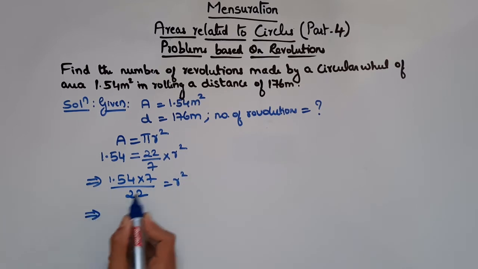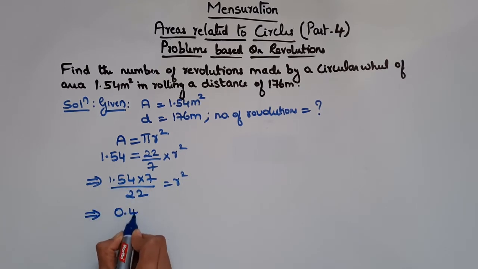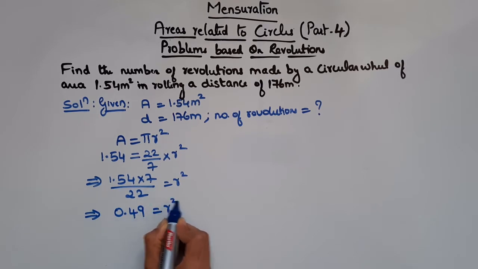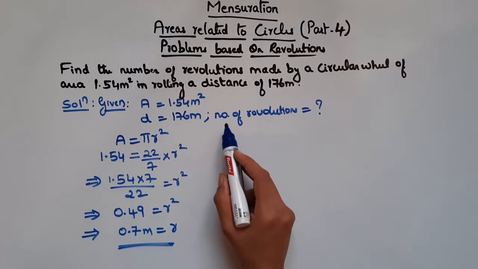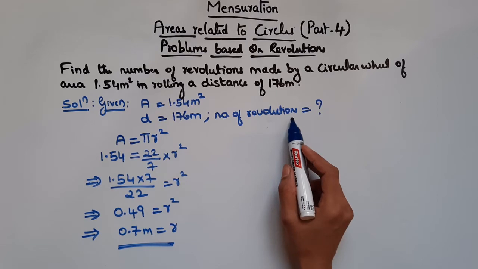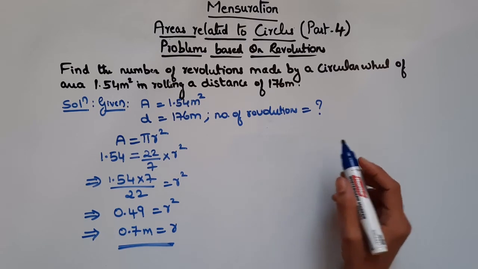So this implies, when you simplify this, you will get 0.49, which is equal to r square, which implies r is equal to square root of 0.49. Square root of 0.49 is nothing but 0.7. So your radius is 0.7 meters. Here our aim is to find the number of revolutions. Let's see how to find the number of revolutions by the unitary method.